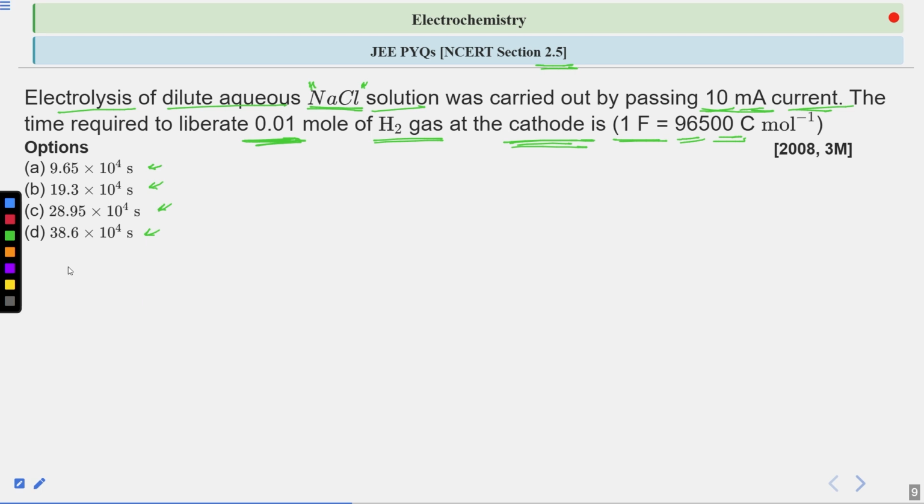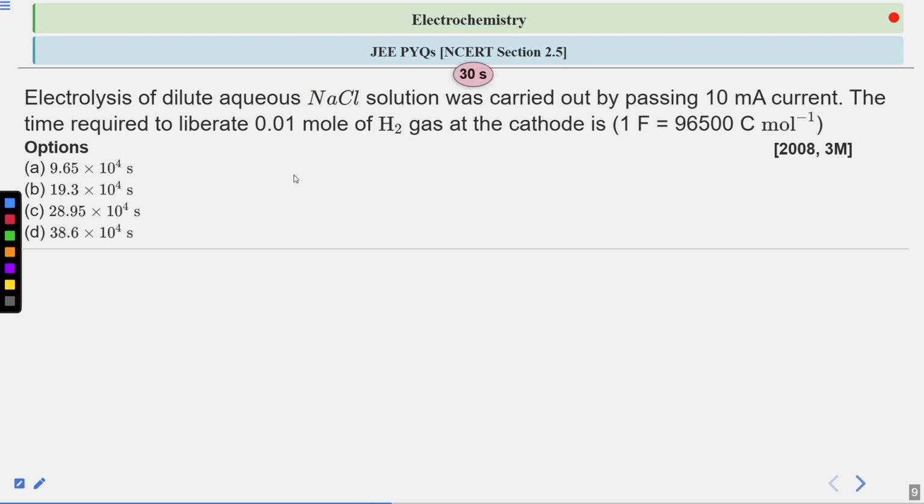So the options given are 9.65 times 10 to the power 4 seconds, 19.3 times 10 to the power 4 seconds, 28.95 times 10 to the power 4 seconds, or 38.6 times 10 to the power 4 seconds. So you have been given some time, go through it, try to solve it, and then we will of course see what the correct answer is.